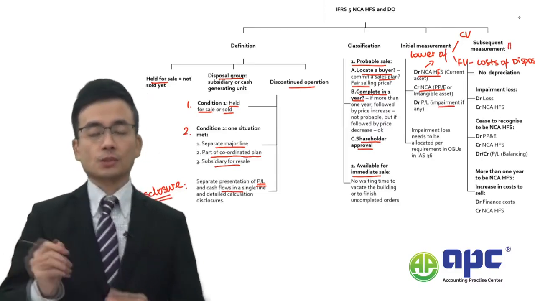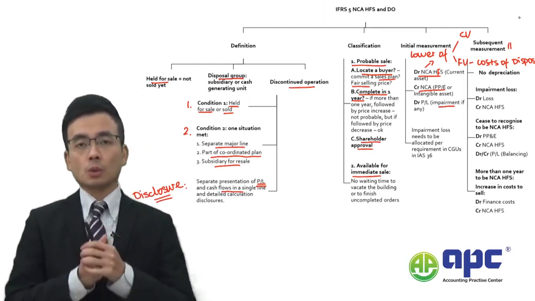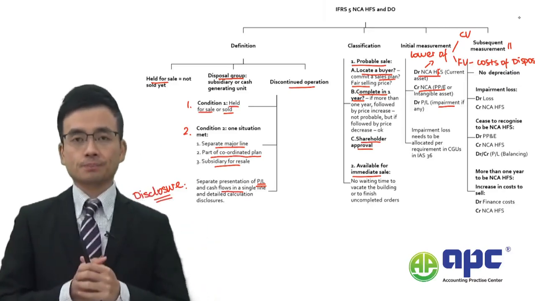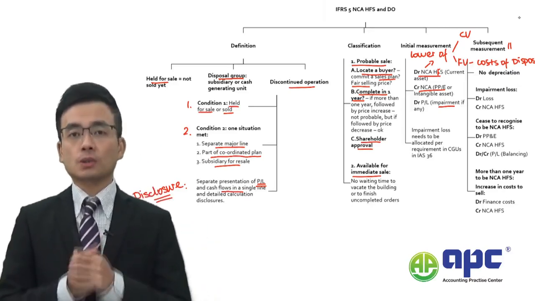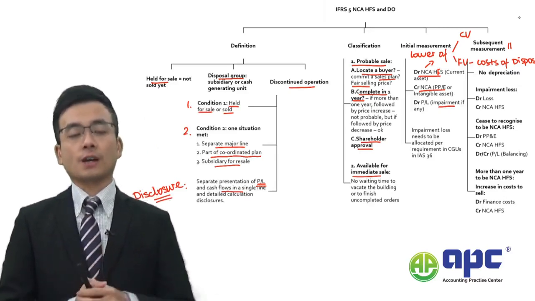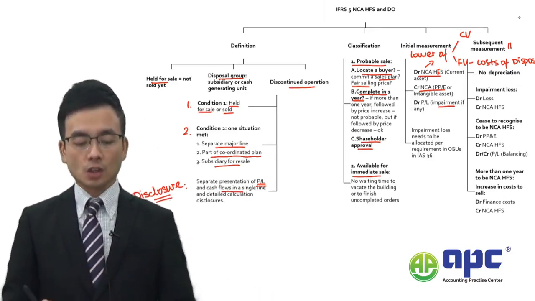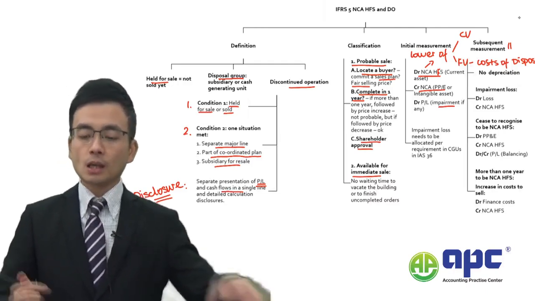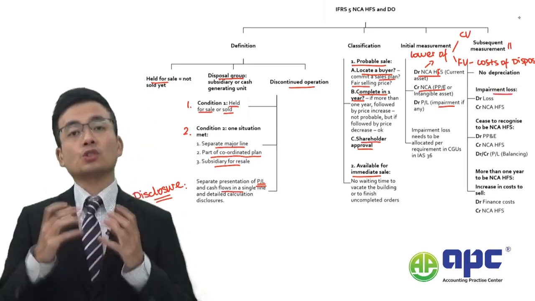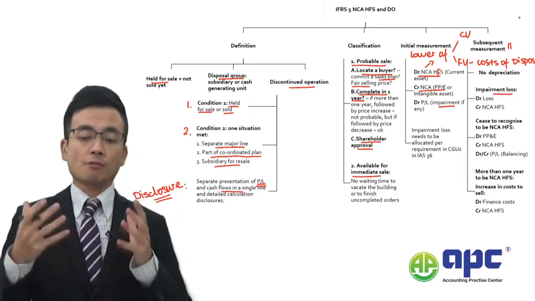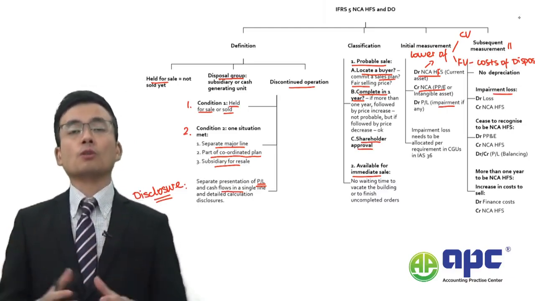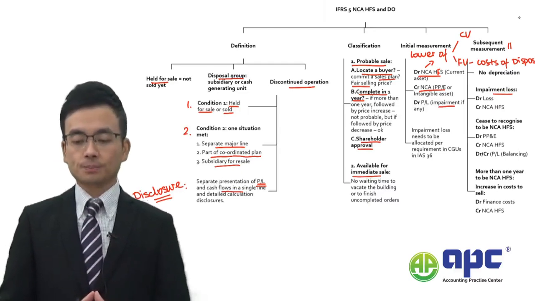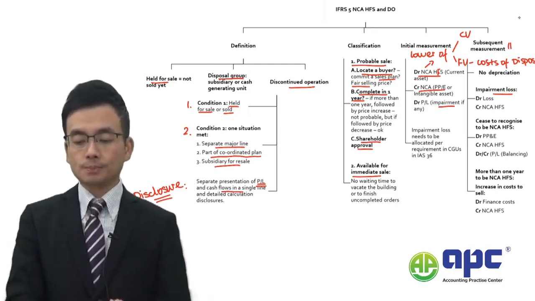How about subsequent measurement? For subsequent measurement, same as what we've seen in the investment property carried at fair value model, there should not be any subsequent depreciation related to a non-current asset held for sale any longer, because that no longer relates to PP&E and that relates to the current asset. Any subsequent impairment losses, we still need to charge. So if we find out that a non-current asset is subject to further impairment, we still need to recognize that impairment loss.